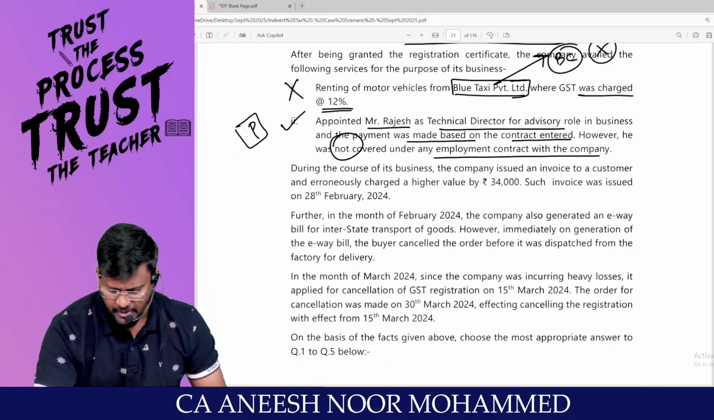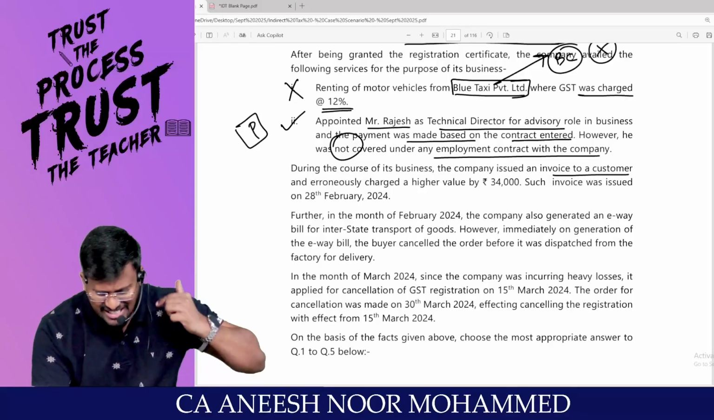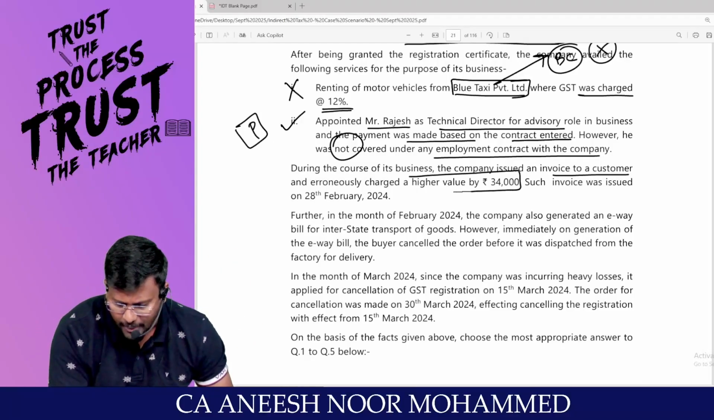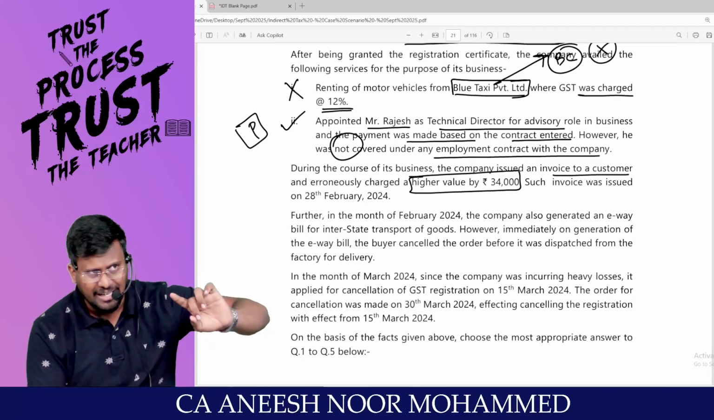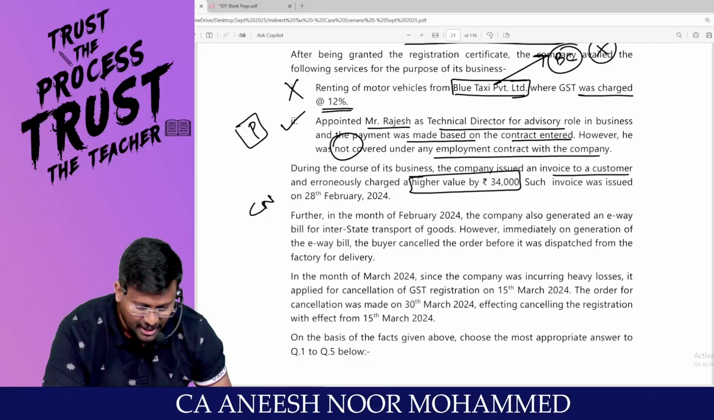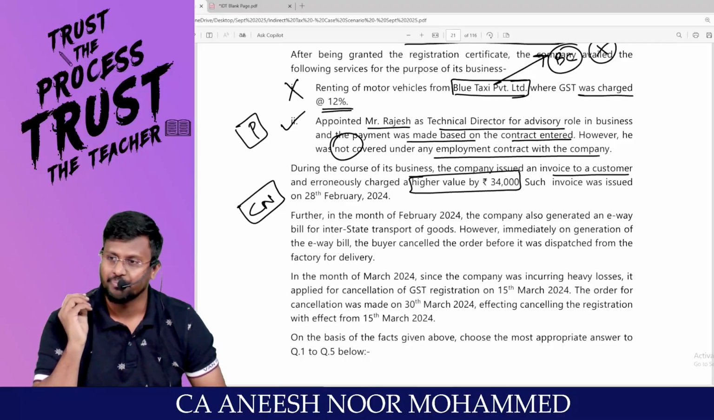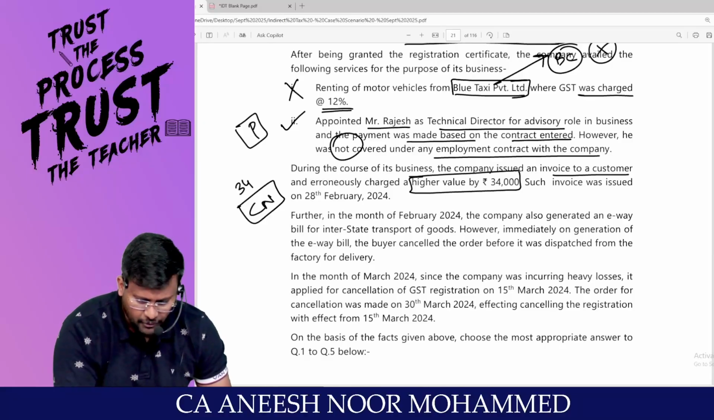During the course of its business, the company issued an invoice to a customer and erroneously charged a higher value by how much? 34,000. That means I have to reduce the amount. So I have debited the customer excess. So I have to credit it. So I have to issue the credit note. Section 34. Are you remembering, sir? Such invoice was issued on 28th February 2024.